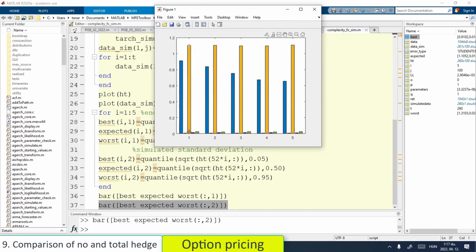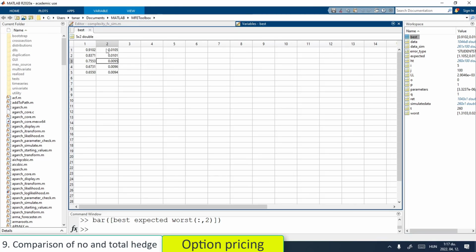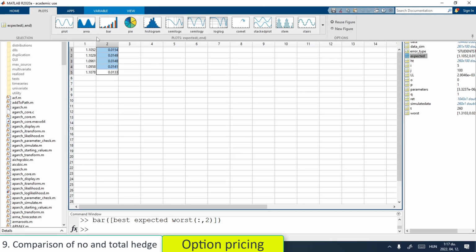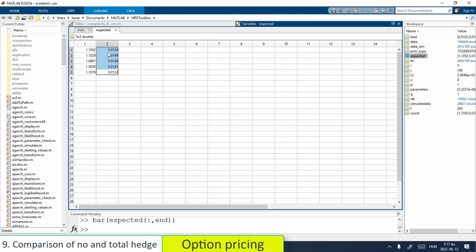Okay, so whoo. But it's still too much, because we have 5 years, but 3 different scenarios. So I miscalibrated something here, or maybe the plot was not right. So we have the expected scenario already, and we can see that yes, we have different volatilities for each year.